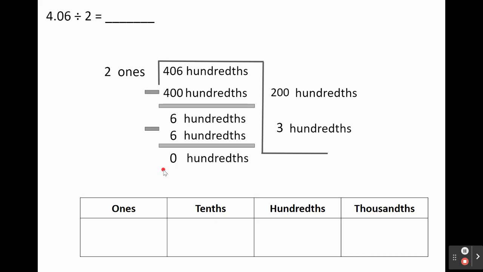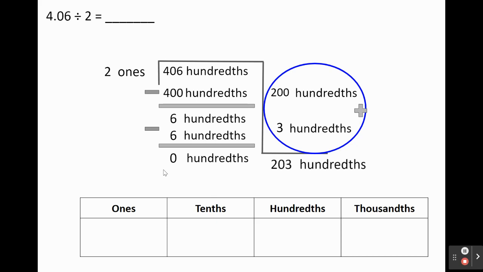The last step is to add up everything to the right. 200 hundredths plus 3 hundredths is 203 hundredths. We can rewrite this in standard form by placing the 3 in the hundredths place, since the 3 is the last digit. The 0 is regrouped to the tenths place, and the 2 is regrouped to the ones place. Remember, the decimal point always goes between the ones and the tenths place. So our answer is 2 and 3 hundredths.